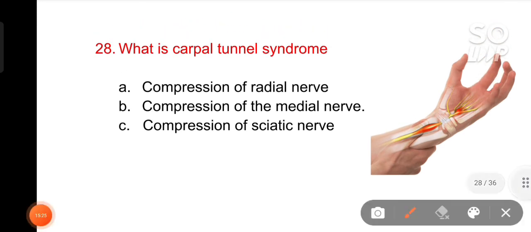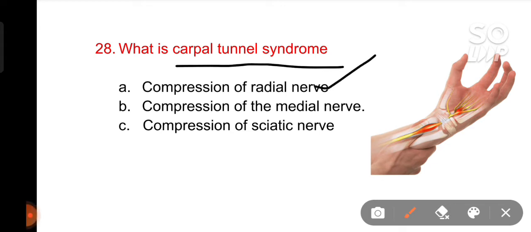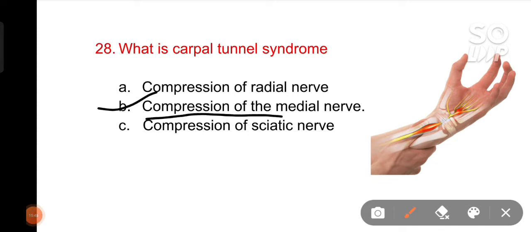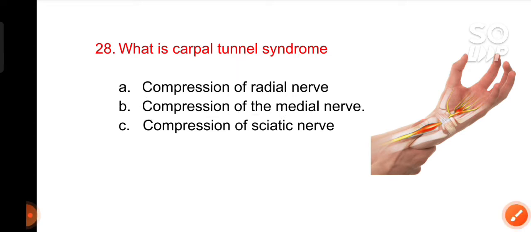The next question is: what is carpal tunnel syndrome? The options are compression of the radial nerve, option B compression of the median nerve, option C compression of the sciatic nerve. The right answer is option B, compression of the median nerve. So it is called carpal tunnel syndrome.